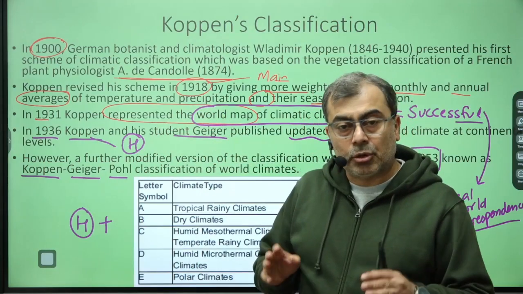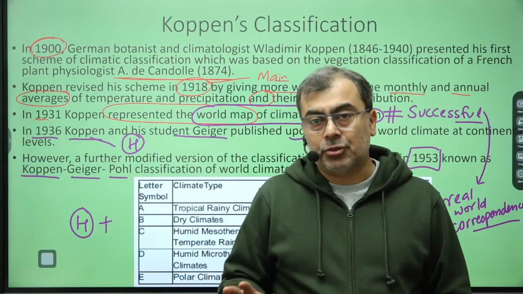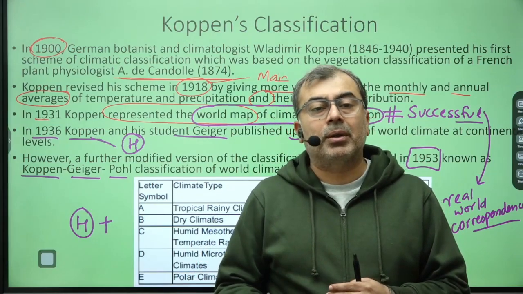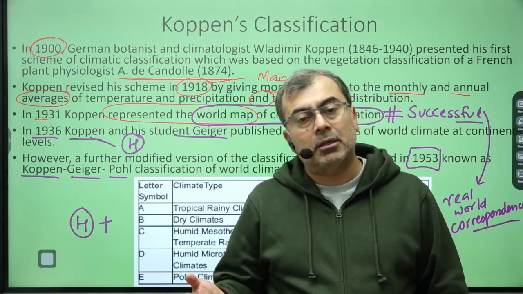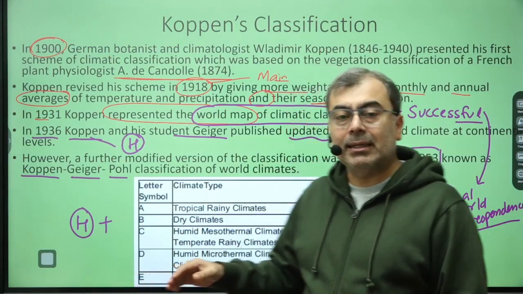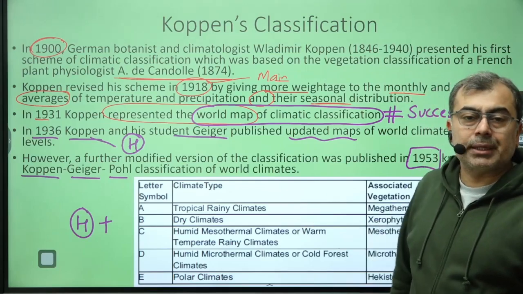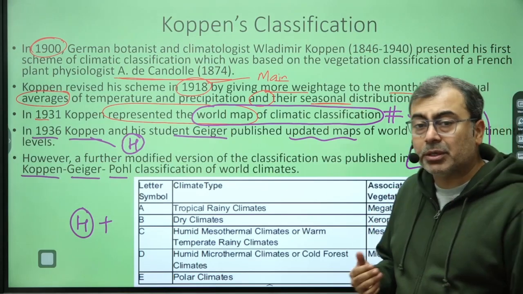So you can say broadly, Köppen's classification came in the early 20th century, which he revised subsequently along with his followers like Geiger and Pohl. The main categories are A, B, C, D, E. That's it. Do you get that? I'm telling you what kind of a question this is.